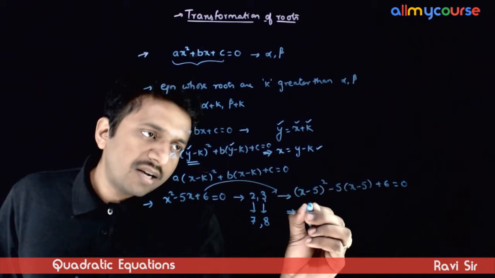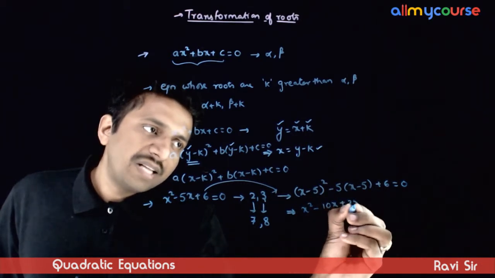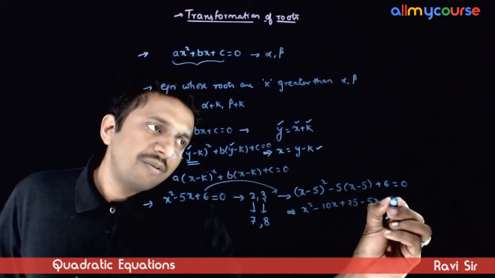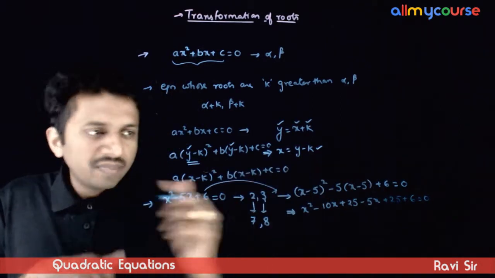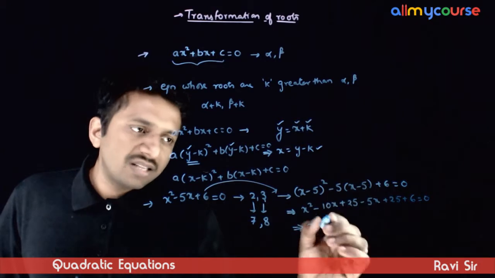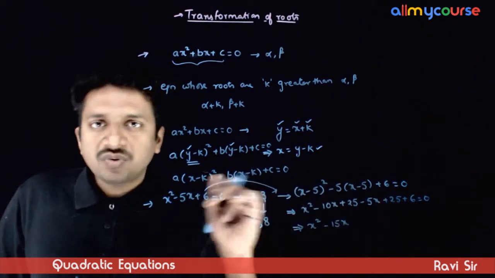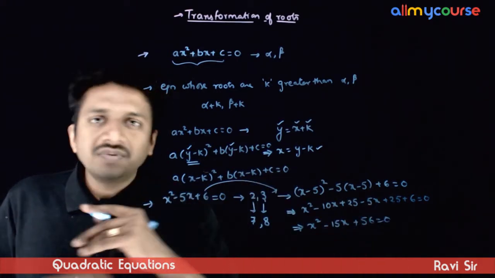So x square minus 10x plus 25 minus 5x plus 25 plus 6 is equal to 0. This implies x square minus 10x minus 5x is minus 15x, 25 plus 25 plus 6 is 56, is equal to 0.